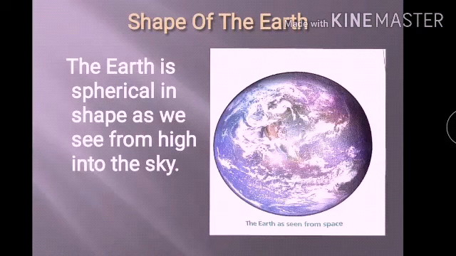So students, what is the shape of the earth? Yes, it is spherical in shape. But have you ever seen its spherical shape? No, because we can see earth from the ground and it is too huge to observe its spherical shape. We can see the flat surface. For observing the spherical shape of the earth, we have to go higher into the sky. As we can see in this figure, this photo has been taken from the space.